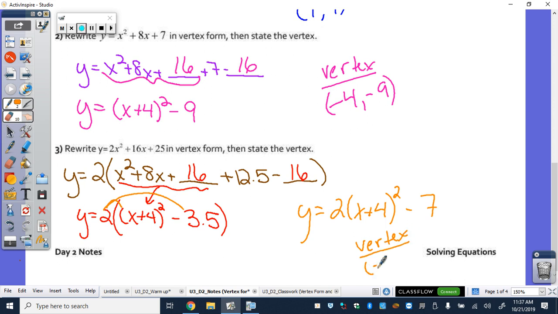So our vertex would be the point negative 4, negative 7.